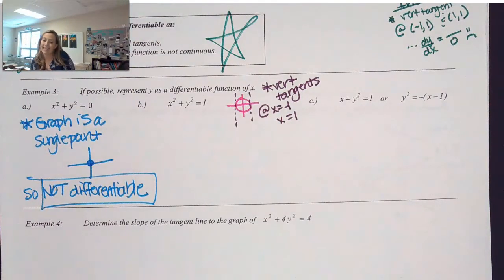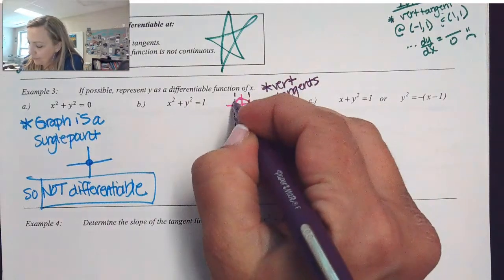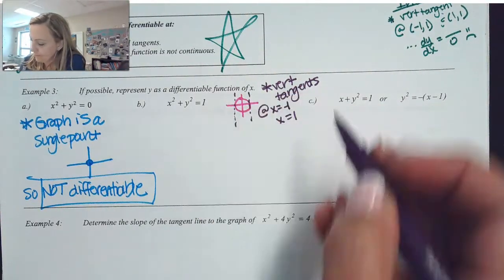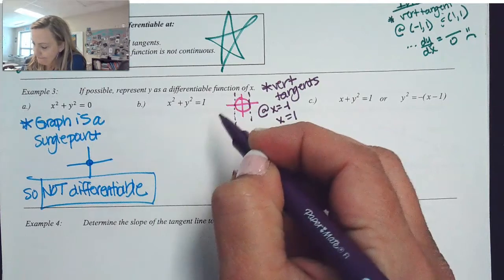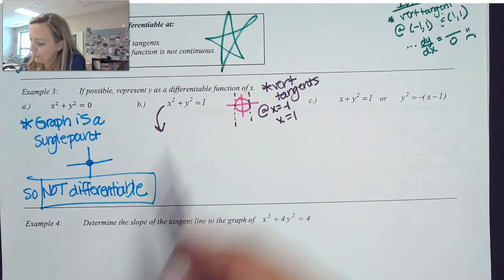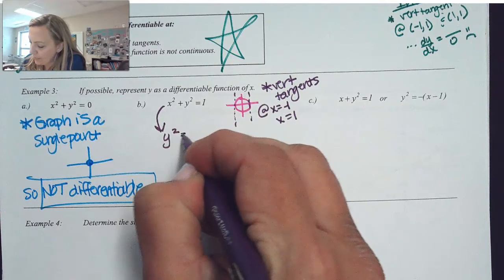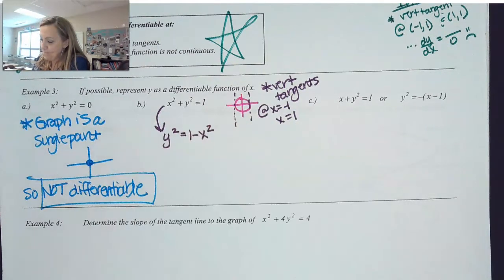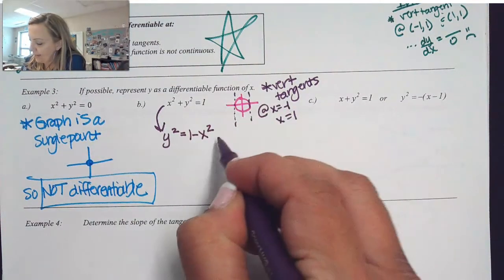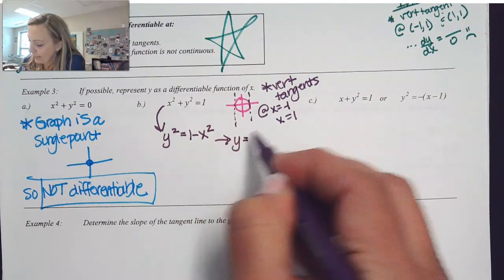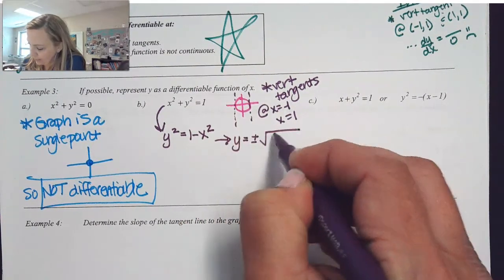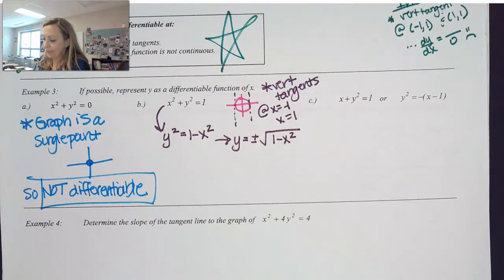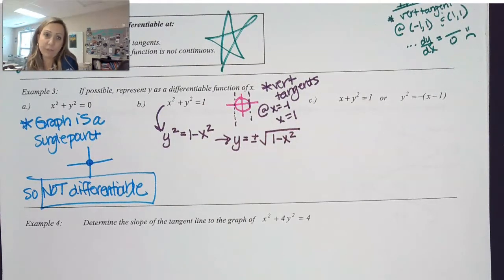So what that means is that technically you could separate this into two pieces. So we could have two pieces where like we have the top part of the function and then the bottom part of the function. So if we tried to do that here, we have y squared equals 1 minus x squared. And then we could take the square root of that. So that's going to be y equals plus or minus the square root of 1 minus x squared. And so those are two different pieces.